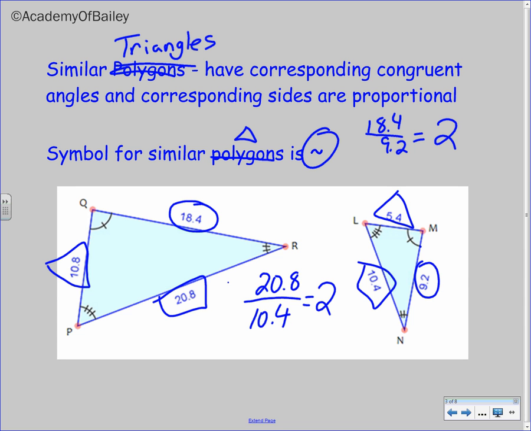Well, since 20.8 and 18.4 both went on top and they came from the left triangle, 10.8 has to go on top from the left triangle. And 2. So if we look, they all have a ratio of 2. So therefore their corresponding sides are proportional.